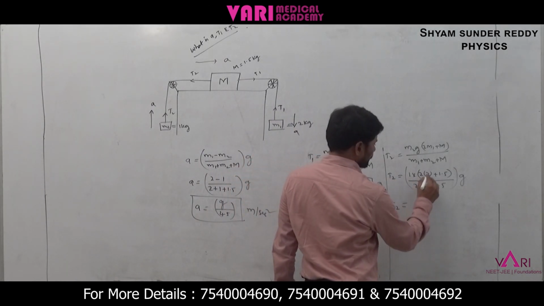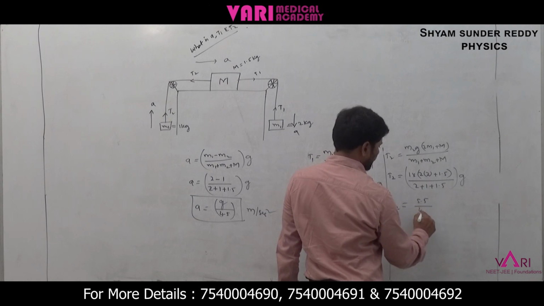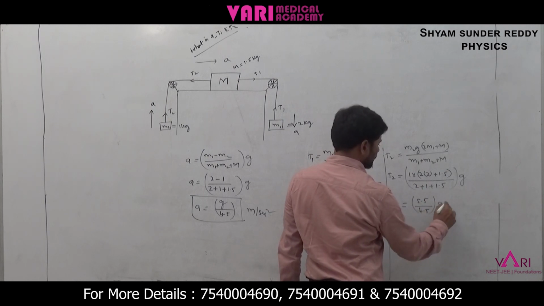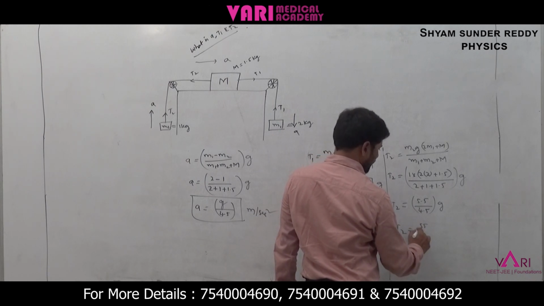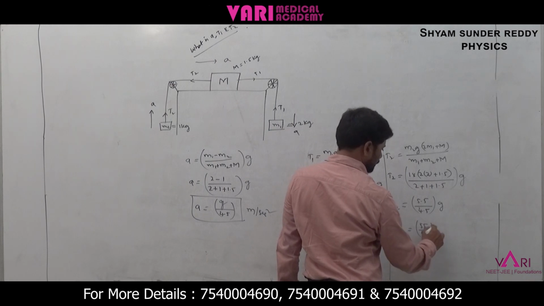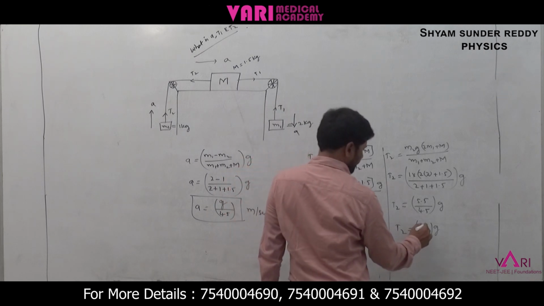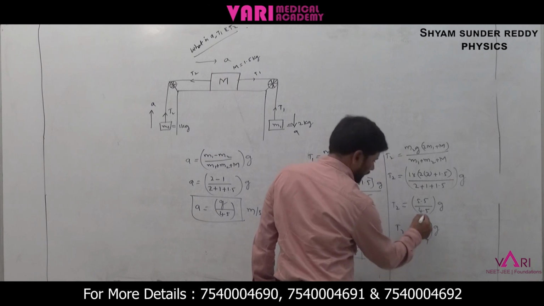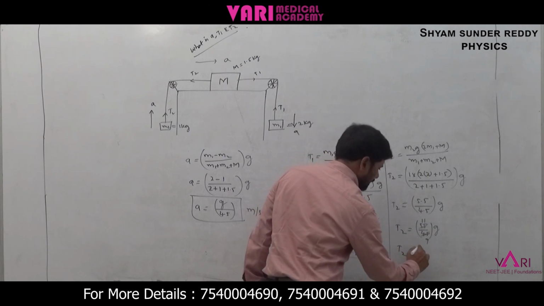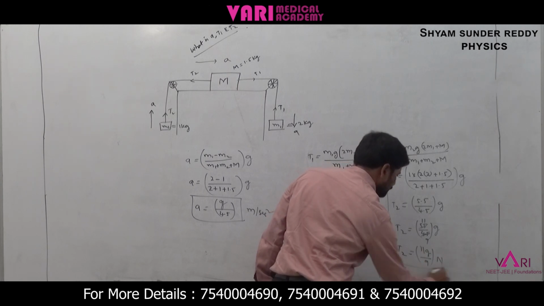T2 is equal to, this is 4 plus 1.5, 5.5 by 4.5 into G. It's nothing but T2 is equal to 55 by 45 into G, otherwise 11 by 9. Five ones are five, five nines are 45, like that. T2 is equal to 11 G by 9 newtons. This is the T2.